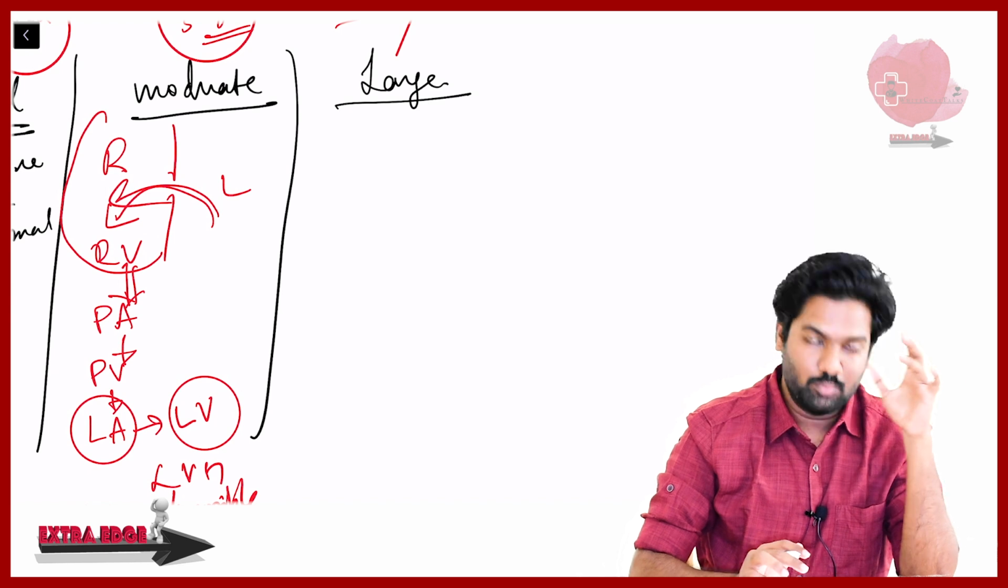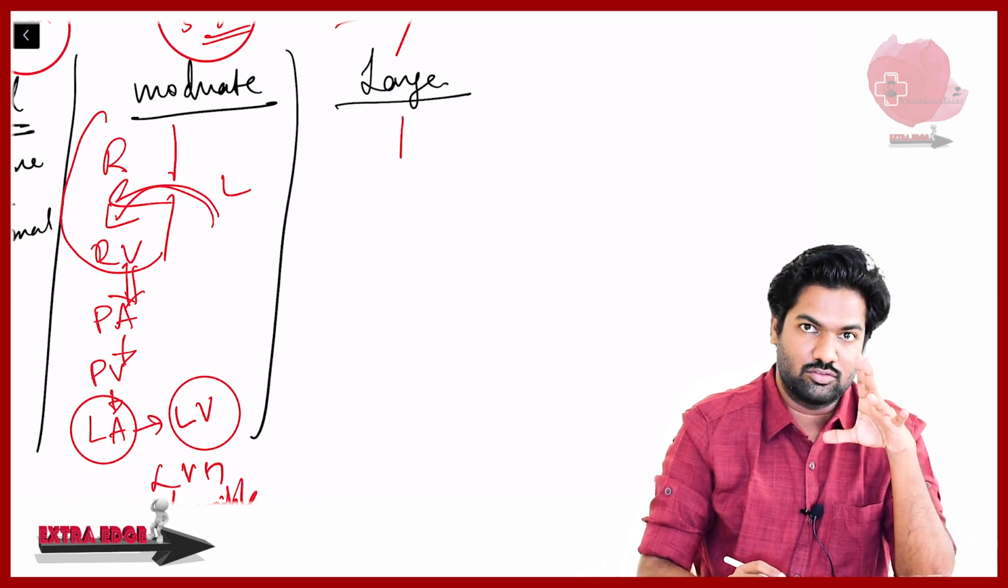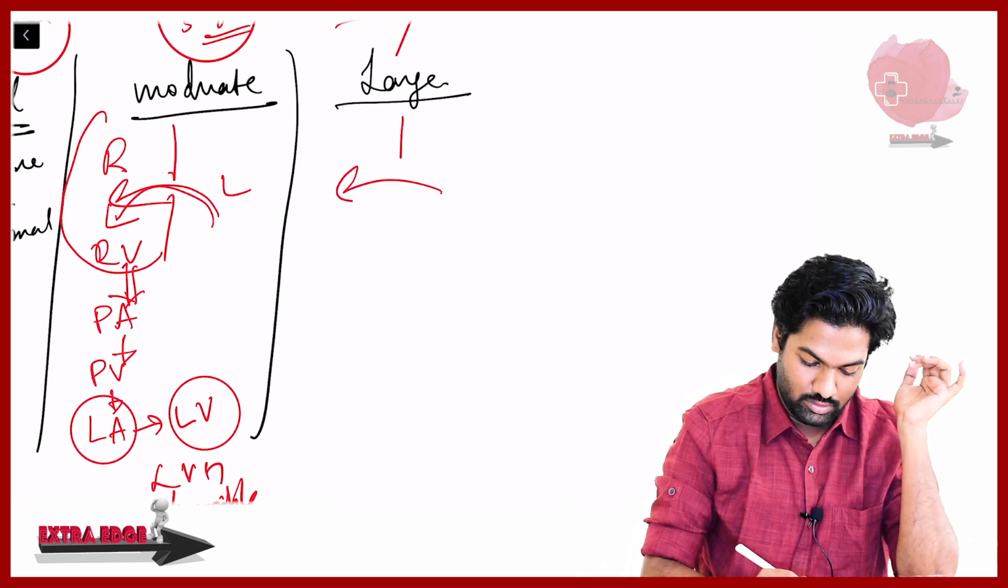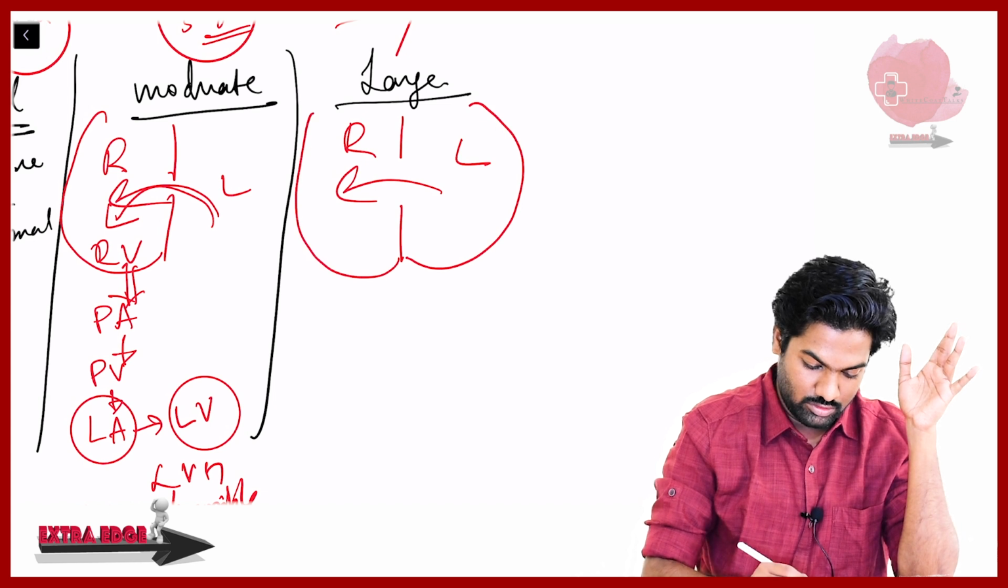Now in large VSD, we'll see what happens. Large VSD means it is as good as the amount of that annulus. We'll see now. Left to right, it is very huge, that it is almost like this.